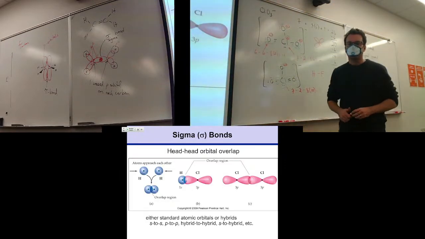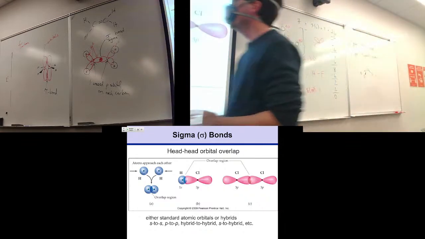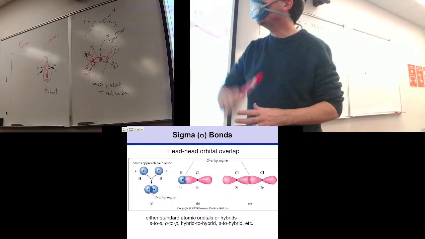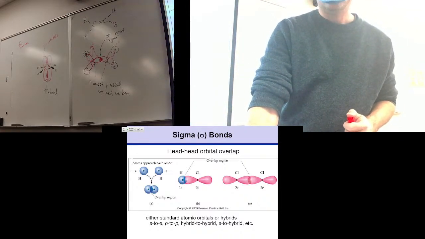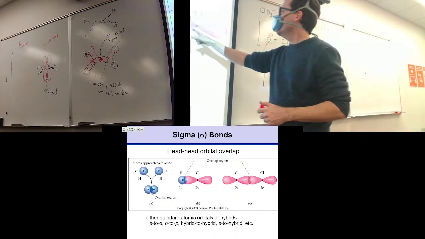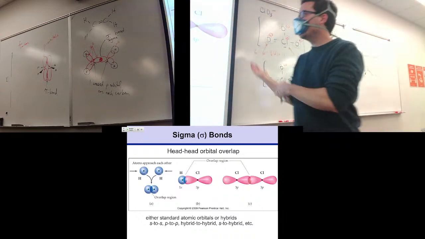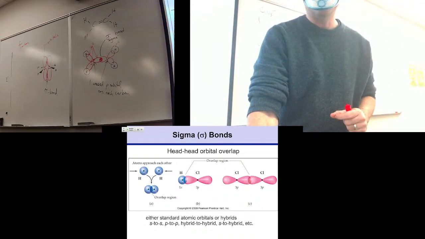So there you go, sigma bonds, head-to-head overlap. That's a sigma bond, that's a sigma bond. That hydrogen is a sigma bond. And it doesn't have to be between regular atomic orbitals, it can be between hybrid orbitals too. Hybrid and atomic, and then hybrid and hybrid, as long as it overlaps in one spot.